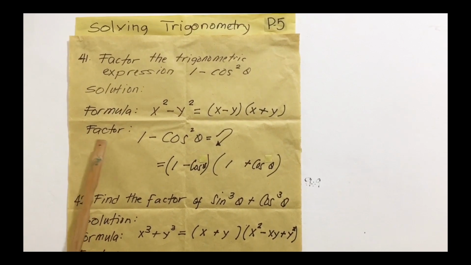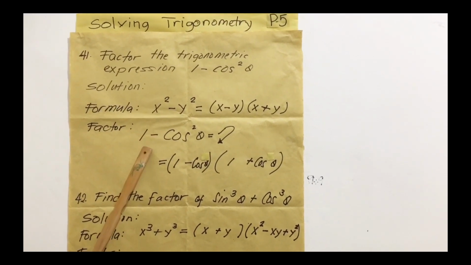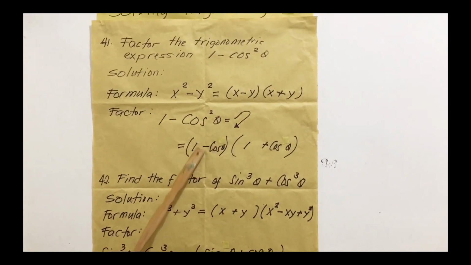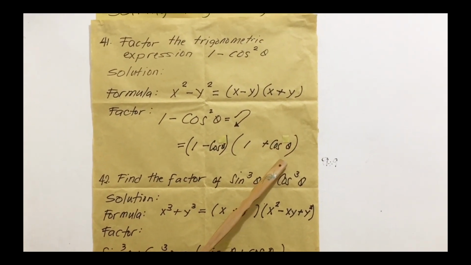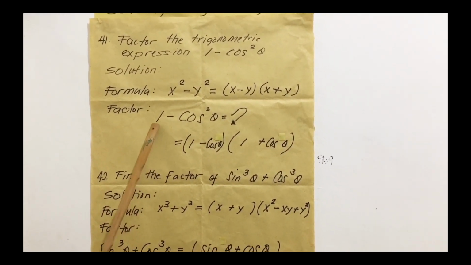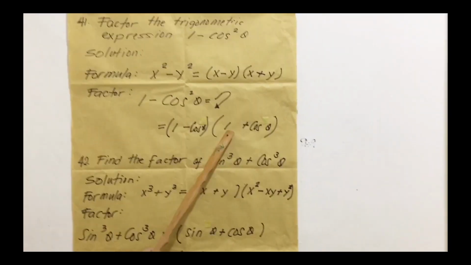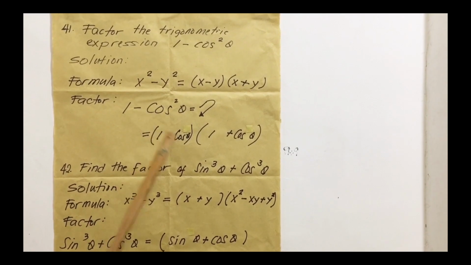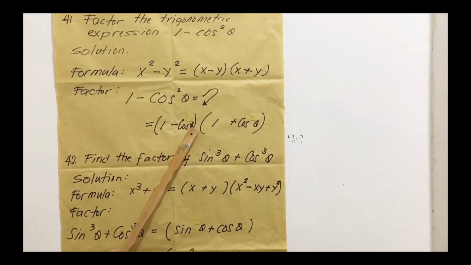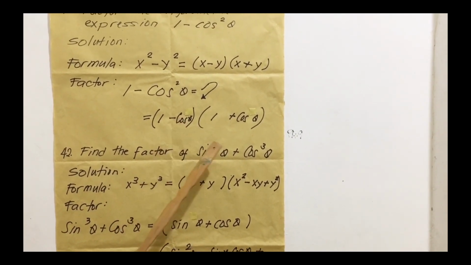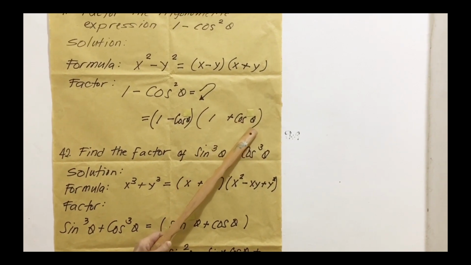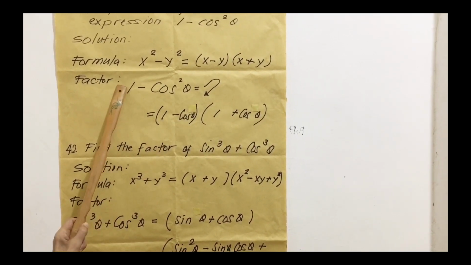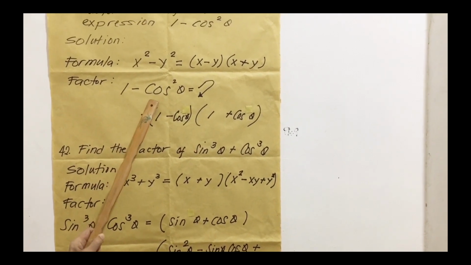So the factor of this is 1, copy first, minus cos squared theta equals the two parentheses now. Then the factor of 1 is 1 times 1, and here for the cos squared, the factor is cos theta, minus first, then positive cos theta. So this will be now the factor of this given trigonometric expression.